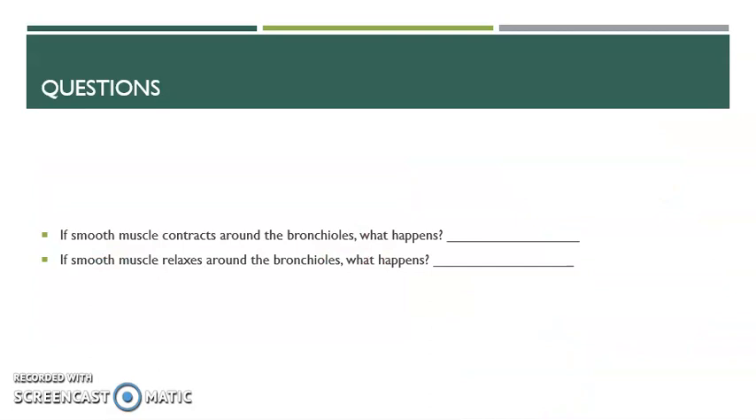If smooth muscle contracts around the bronchioles, bronchoconstriction is happening. If smooth muscle relaxes around the bronchioles, bronchodilation is happening.